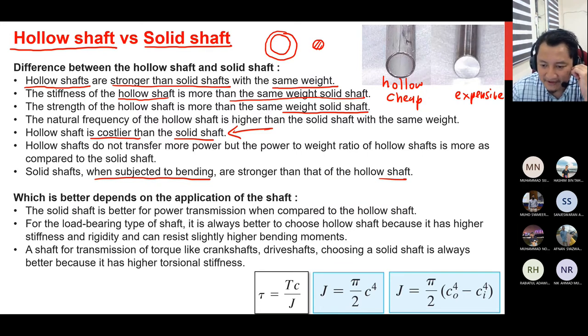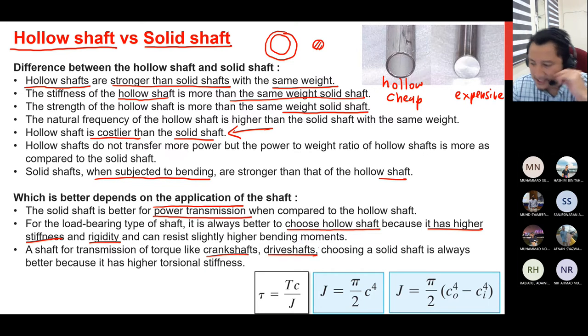So solid shaft is better for power transmission. So clear cut for power transmission, best if you use a solid shaft. For load bearing type of shaft, it is always better to use a hollow shaft because it is a higher stiffness and also higher rigidity. A shaft for transmission of torque, for example, for crankshafts, drive shaft, most likely is going to be choose for solid lah. Solid shaft as the best one.